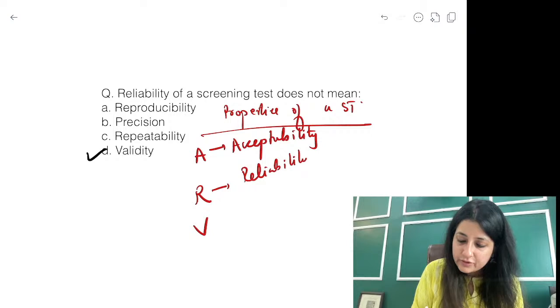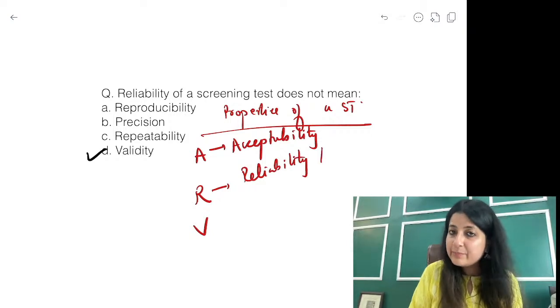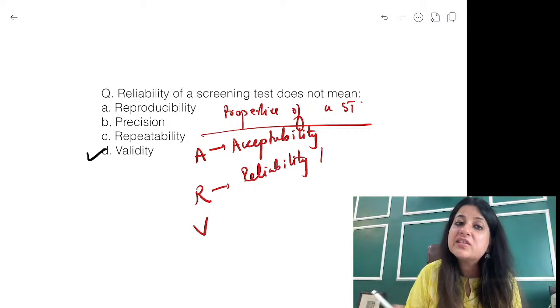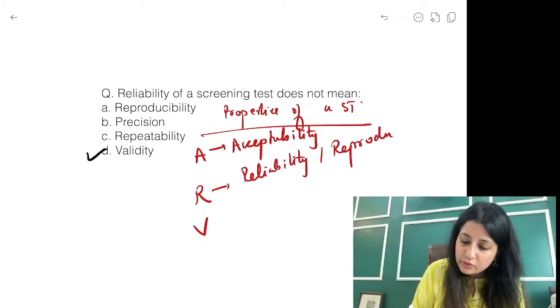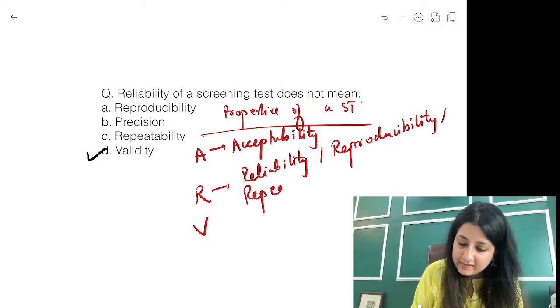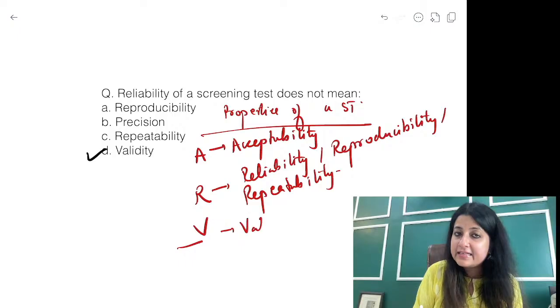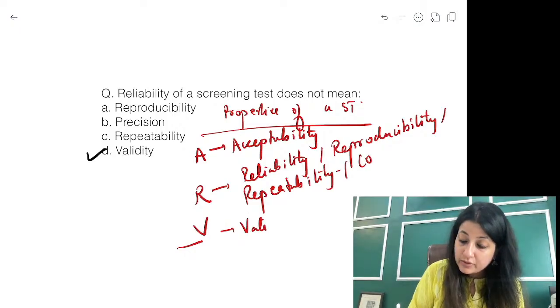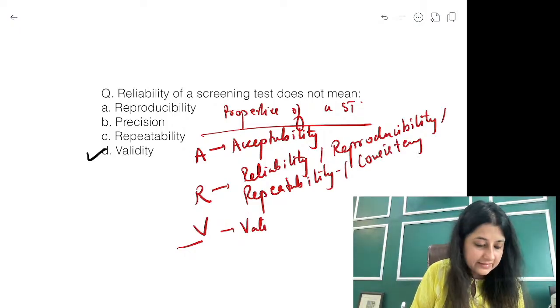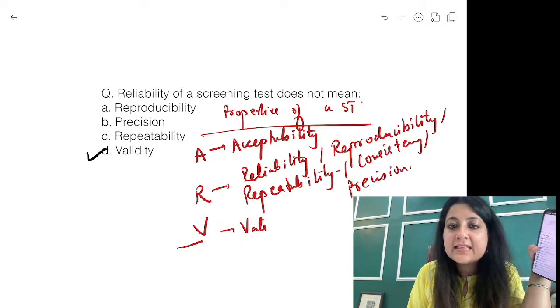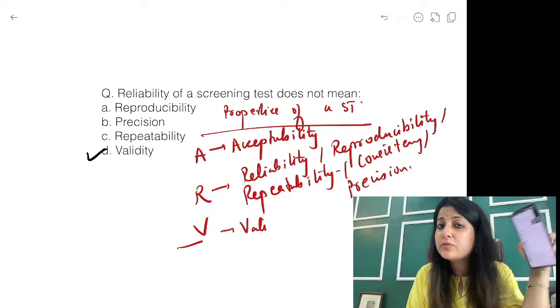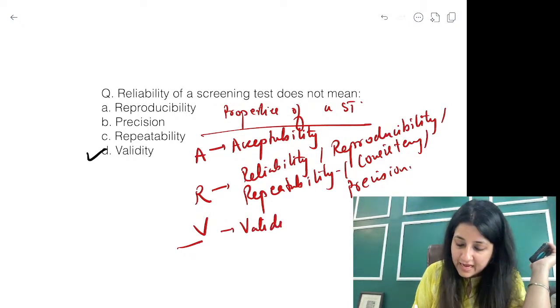The findings should be reliable. In similar settings, we should get the same result again and again and again. Reliability, reproducibility, repeatability. ठीक है? And the last one, we say validity. Reliability is also known as consistency, and also known as precision. Every day if you are studying for 2 hours, every day you should study for 2 hours. That's what is consistency and precision.